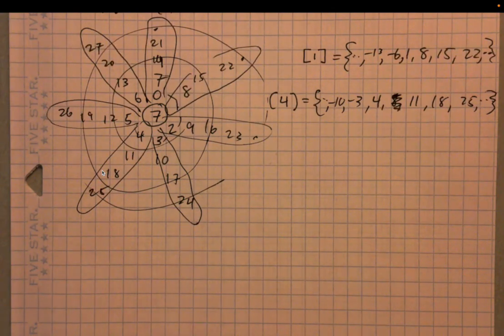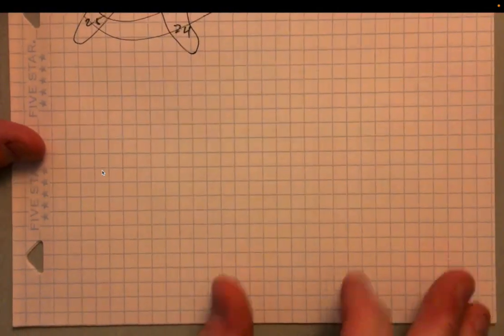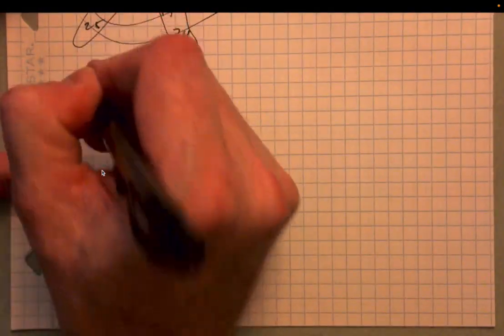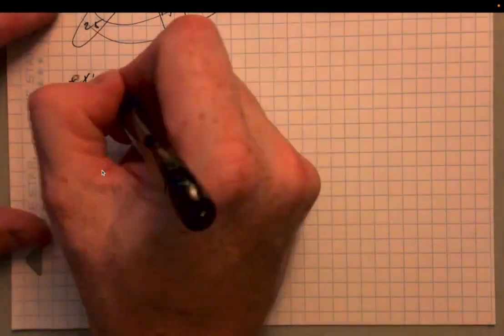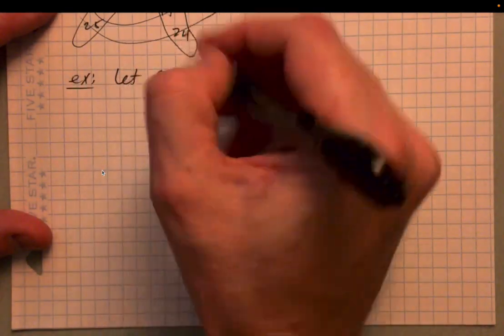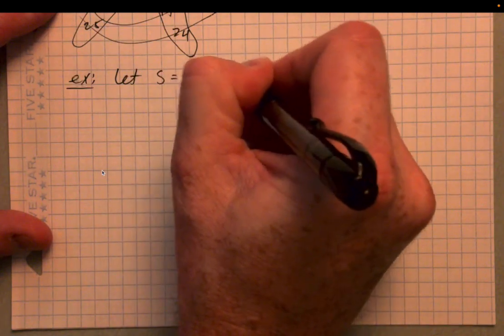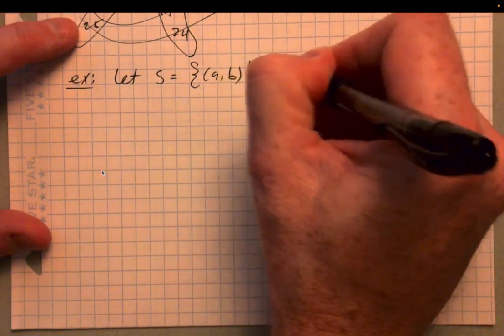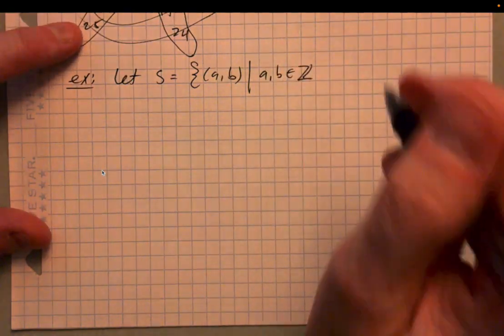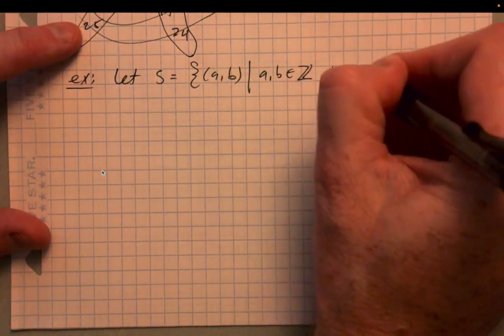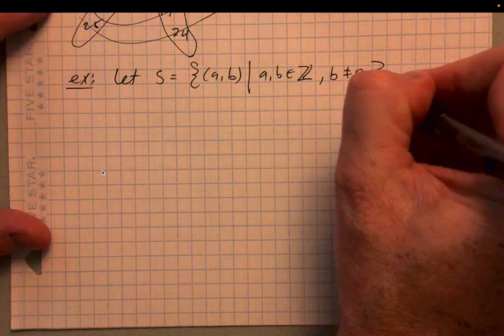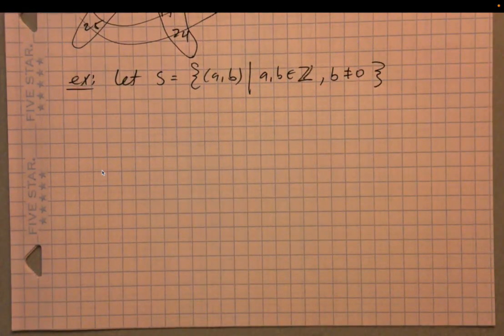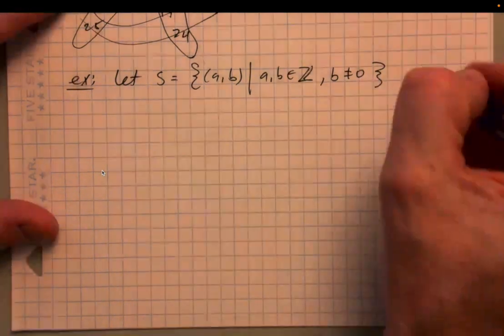Let's look at another example. This time, let S equal the set of all (A, B) such that A and B are integers, with B not equal to 0. Okay, so that's our set. So basically all ordered pairs of integers where B is non-zero.